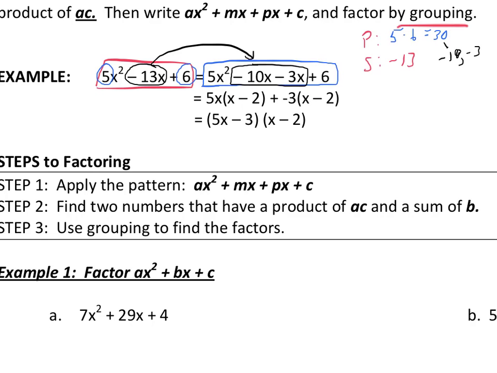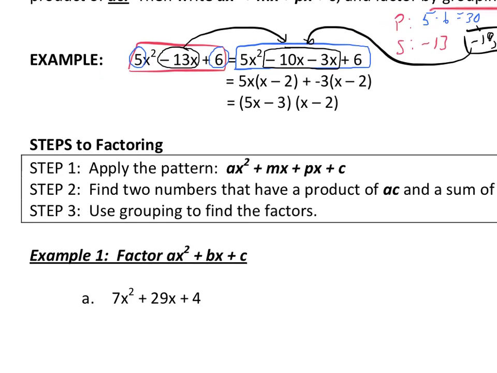Now again, they're both negative because you need a negative 13. Because negative 10 times negative 3 is a positive 30. So that counts. Otherwise we could have 10 and 3, but again we'd have a positive 13. So using that information, they take these 2 numbers and replace them in the middle, instead of having negative 13x, and then they factor by grouping. And that's the process of factoring by grouping.